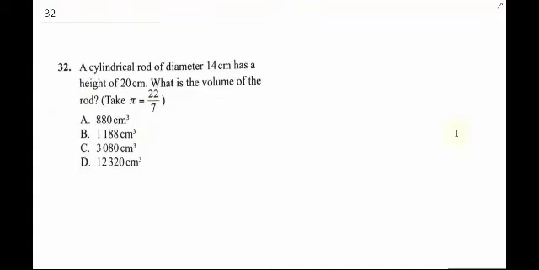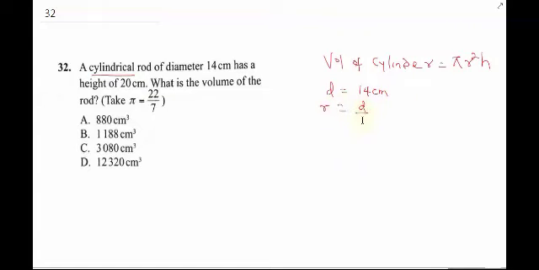Now this particular question says a cylindrical rod of diameter 14 cm has a height of 20 cm. What is the volume of the rod? Now remember that the rod is a cylinder, so the volume of a cylinder is pi r squared h. Now you've been given the diameter to be 14 cm, and therefore the radius will be diameter divided by 2, which is 14 divided by 2, which will give us 7 cm.